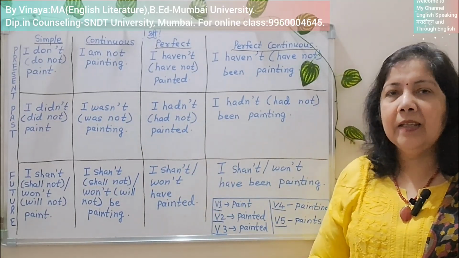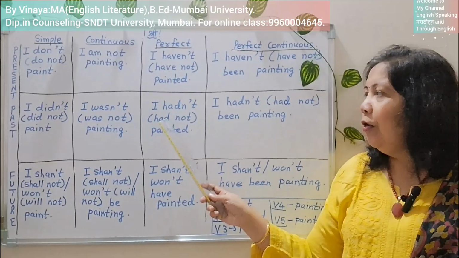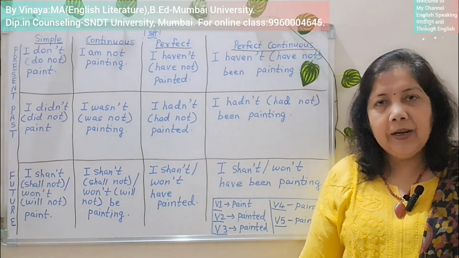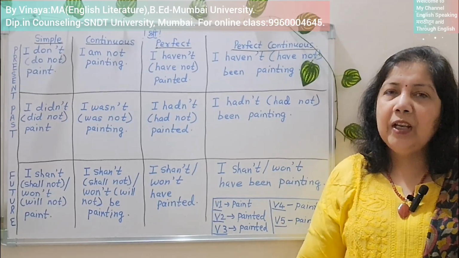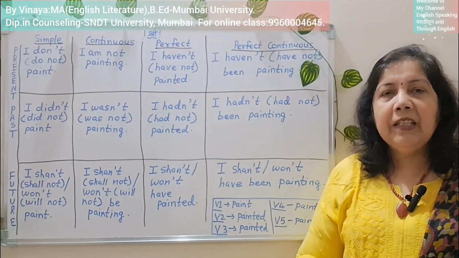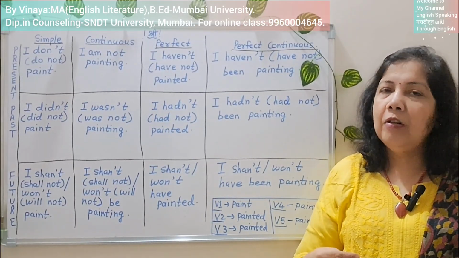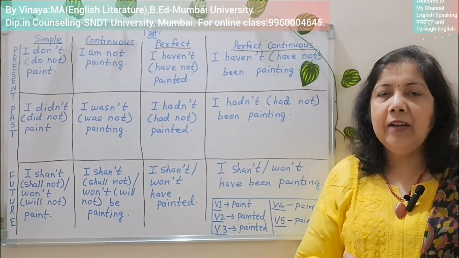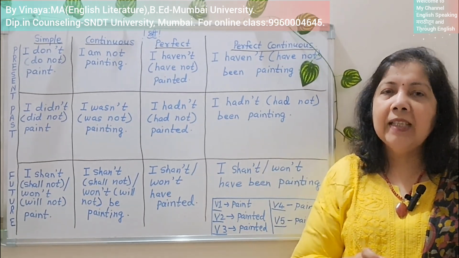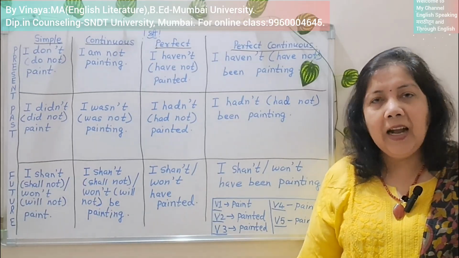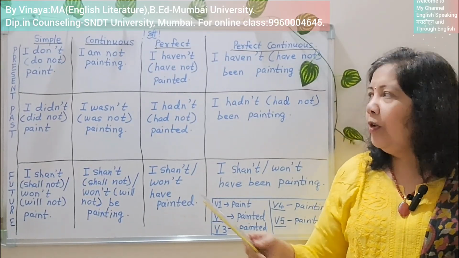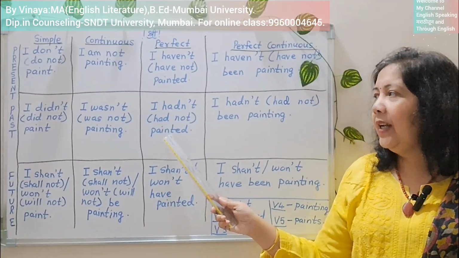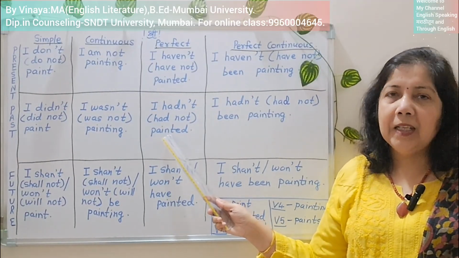Past perfect tense. Sentence: I hadn't painted, I had not painted. Again, subject. Here it is I. Whichever noun or whichever pronoun is the subject, that had not or hadn't does not change, because has and have, past tense is had. It remains the same. Formula is subject plus hadn't or had not plus V3. Painted here is V3, past participle.